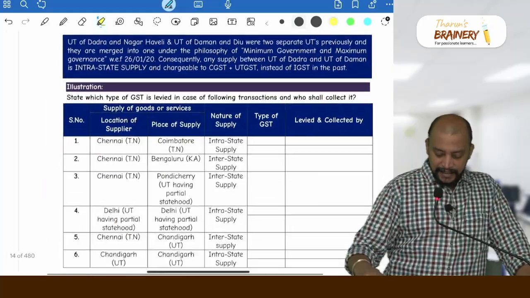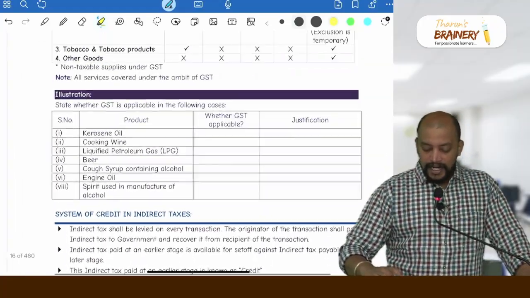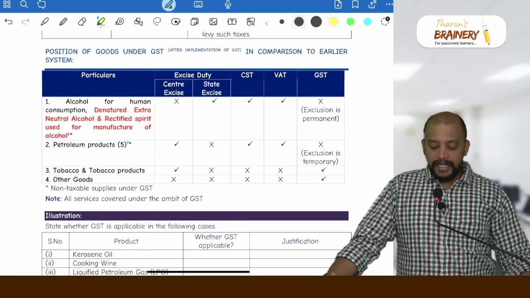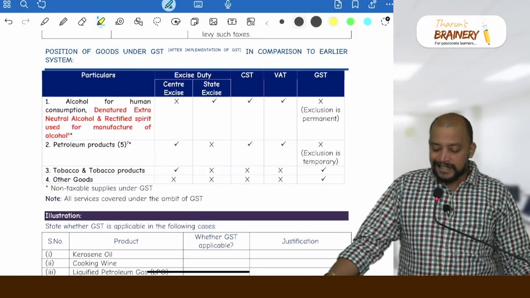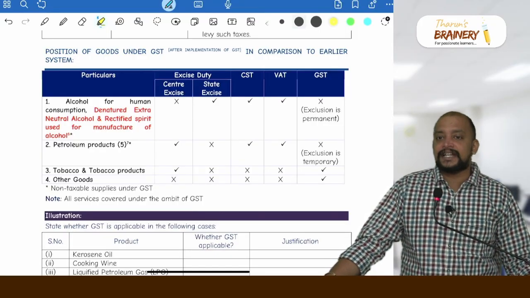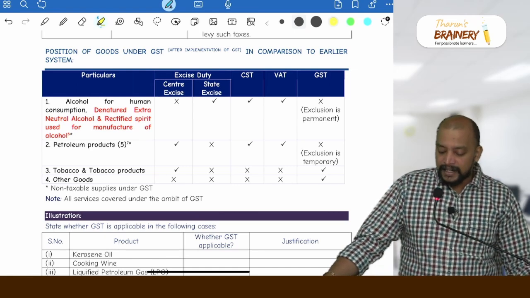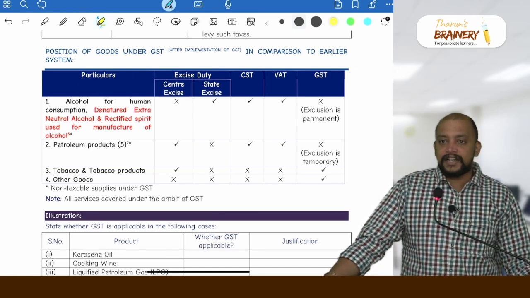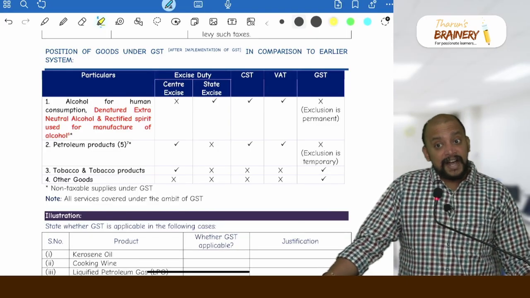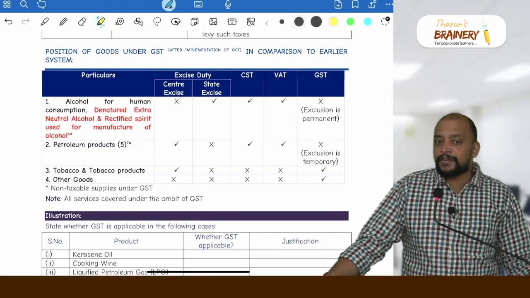You can see page number 11. Please look into page number 11. Position of goods under GST after implementation of GST in comparison to the earlier system. In that you can see central excise duty is not there on alcoholic liquor for human consumption, but state excise duty is there, CST is there, VAT is there. GST, no, the exclusion is permanent.